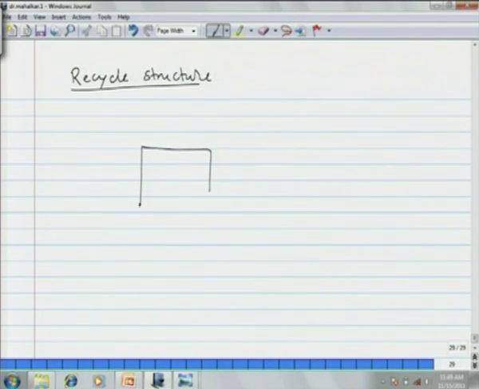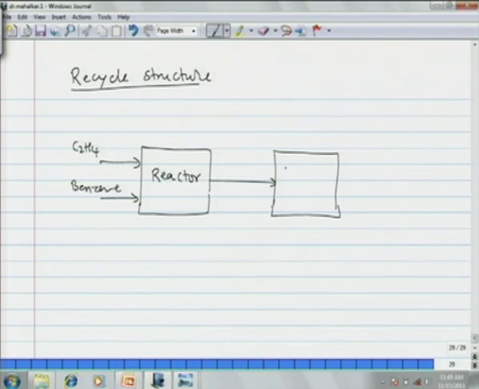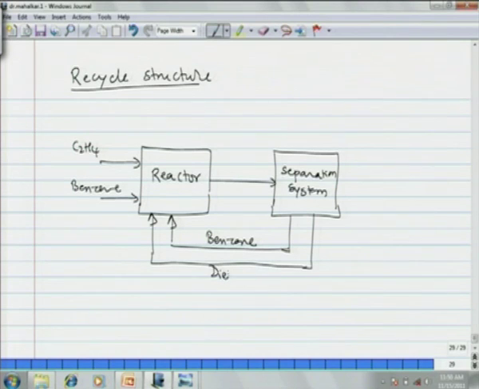Now, as we see in the energy integrated process, there are two liquid streams that are recycled. First stream is that of unreacted benzene and second stream is that of diethyl benzene. So, we now draw a reactor with input feed streams, then the separation system as a box, separation system comprises of both vapor recovery and liquid recycle, and then two liquid recycle streams emerging, one for benzene and another for diethyl benzene.